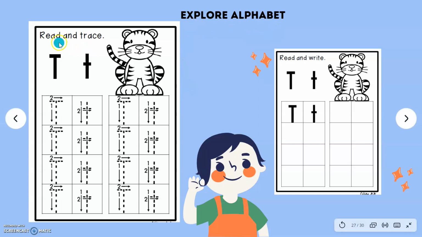Explore alphabet, read and trace. T, T, T. Do this page and also this page. T is for tiger. The alphabet is T and the sound is T. This is the uppercase and this is the lowercase.